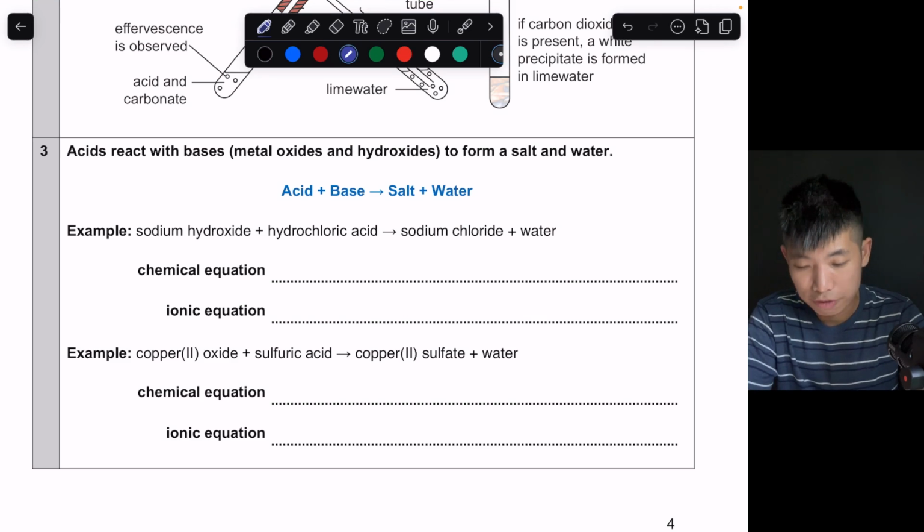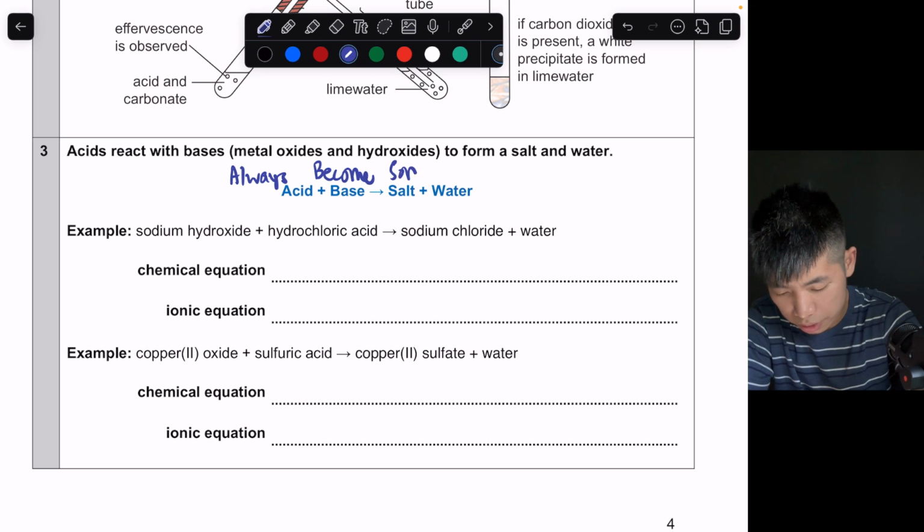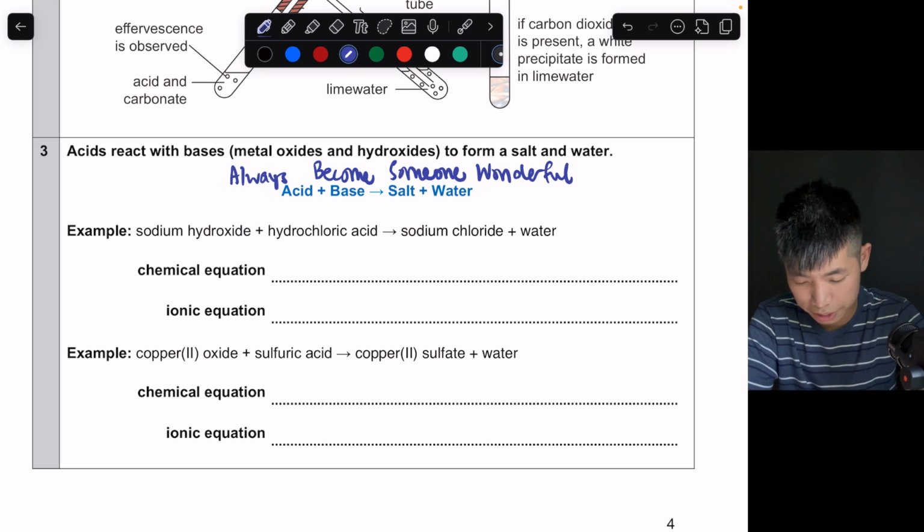And the last reaction of acid will be acid plus base gives salt and water. So a base is any metal oxide or hydroxide. We can remember this as "always become someone wonderful". So there are two examples here. Pause the video and give it a try.